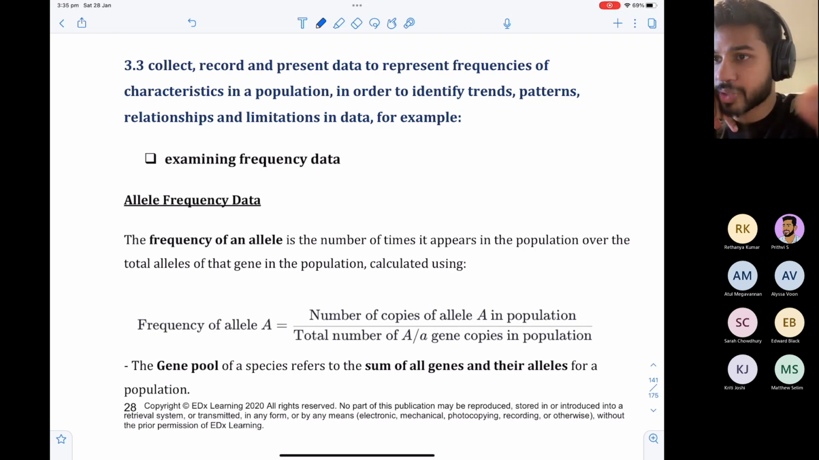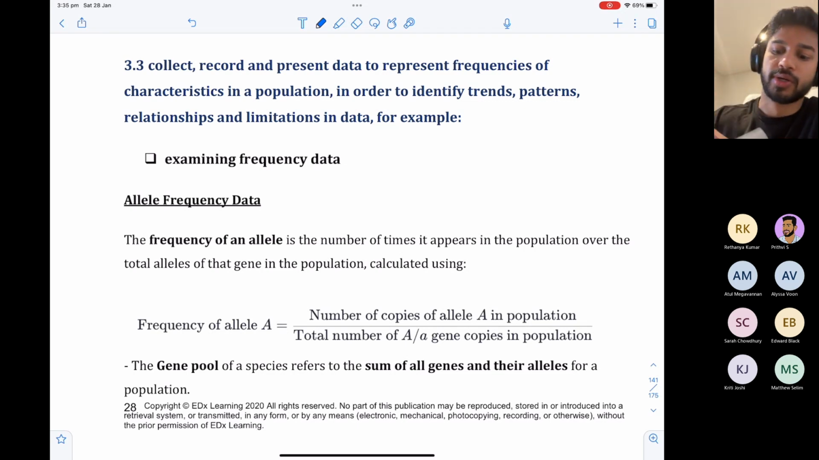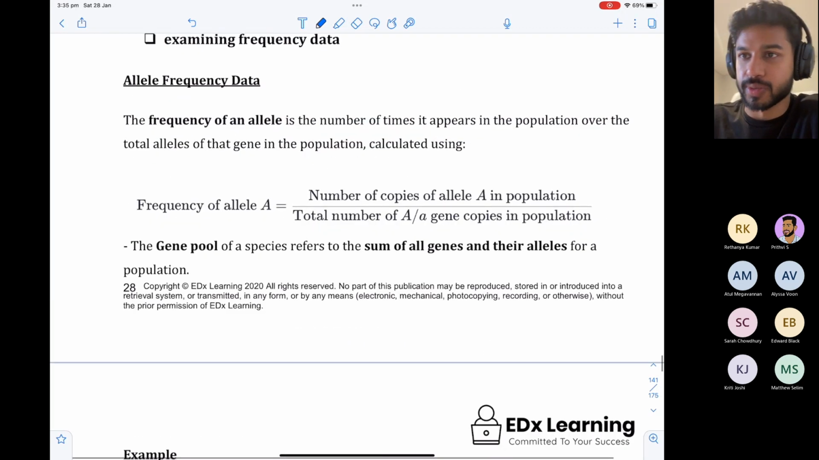Okay, so in your books, if you're writing this in your notes, the summary of this is calculating allele frequencies. Okay, you can be given some other information, some other data, but it'll all be information you know. Okay, so calculating allele frequencies.